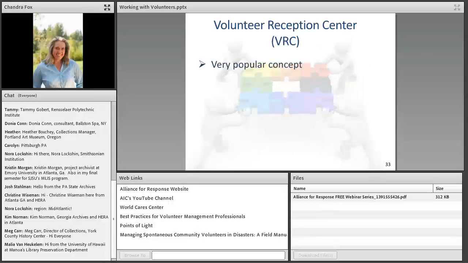One of the most popular concepts is that of the Volunteer Reception Center. And the Volunteer Reception Center is popular because it works, quite frankly. There are organizations from all across the country, from New York to Florida to California, who very successfully utilize this model, and it works. It works because it addresses intake of volunteers, so how you recruit and how you register and how you assign, and so assignments and also accountability. It addresses all of those things in a very robust way.